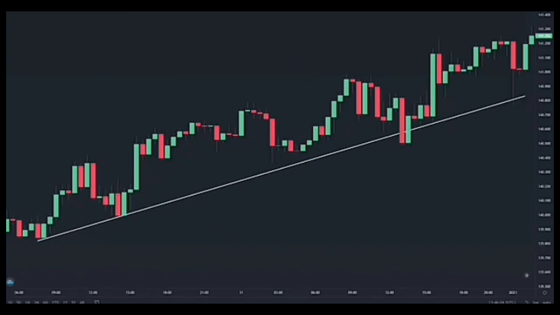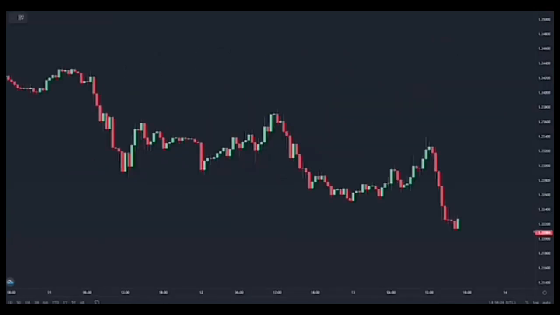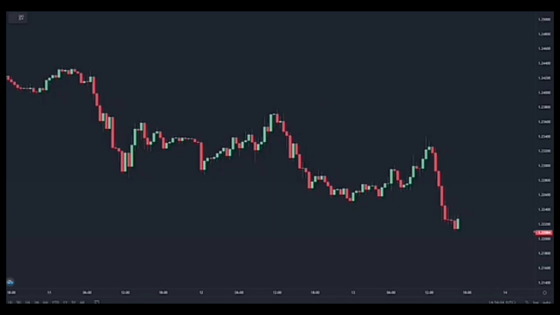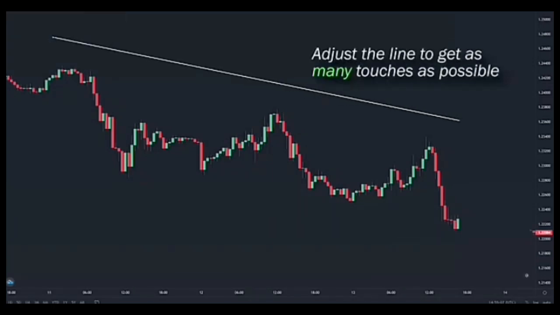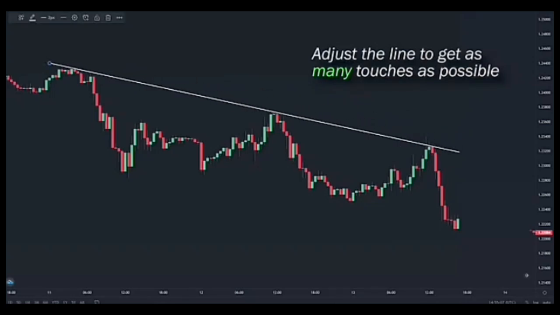Now, notice that there are some points that are overlapping the trend line, and even some that are not touching the trend line at all, which is perfectly fine, because remember, a trend line is supposed to be treated as a general area, just like support and resistance. So let's look at another example. Here, we spotted a current downtrend as prices made lower highs and lower lows. And because this is a downtrend, it means you want to place your trend line above the trend. And again, you adjust it to get as many touches as possible. And so it's that simple.